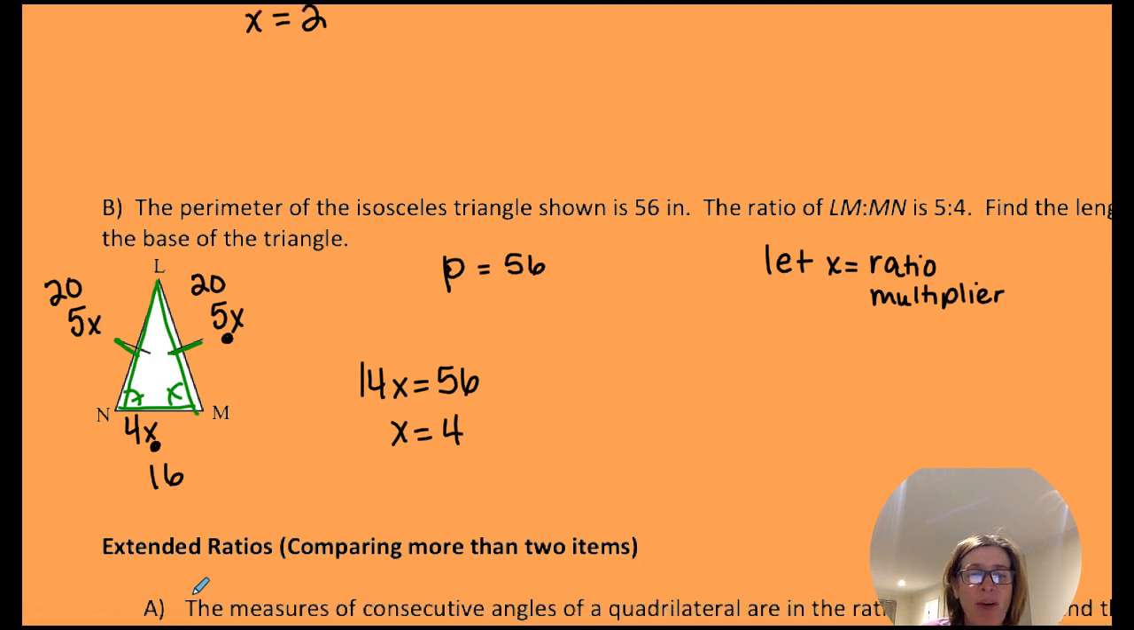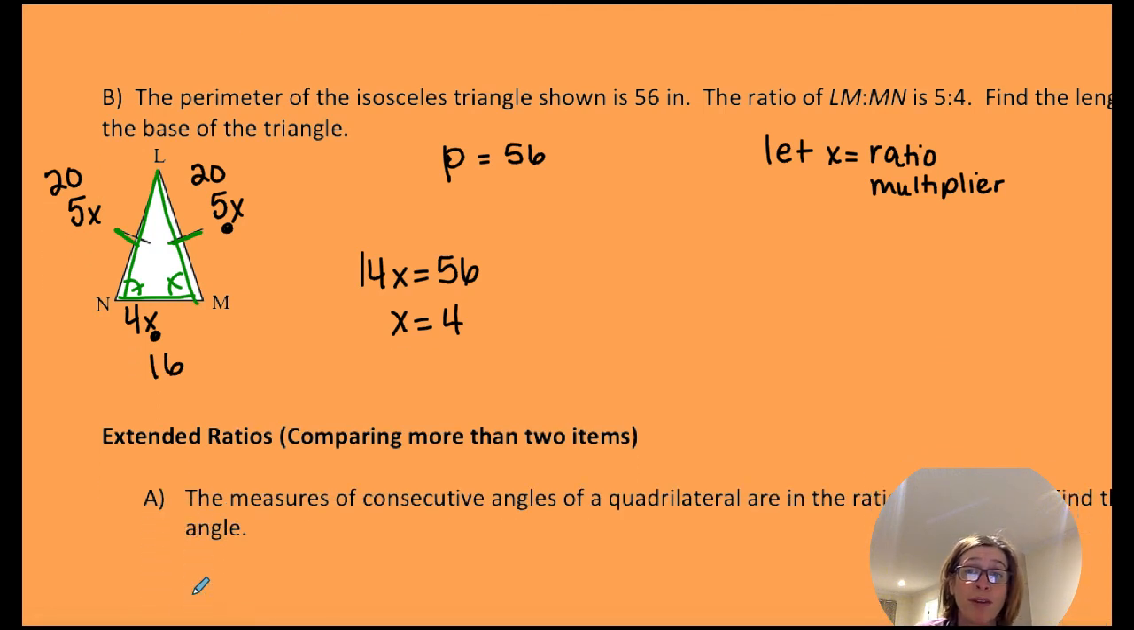Okay? All right, the next one, we're comparing more than 2 items, which you can use this idea of a ratio multiplier. So I'd like you to try it on your own, and I'd like you to bring it to class tomorrow.